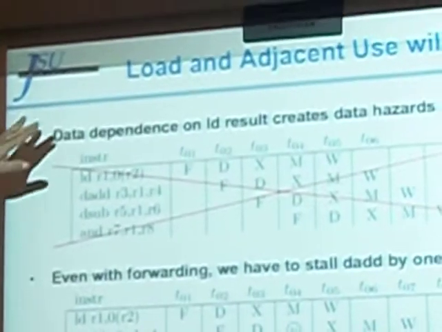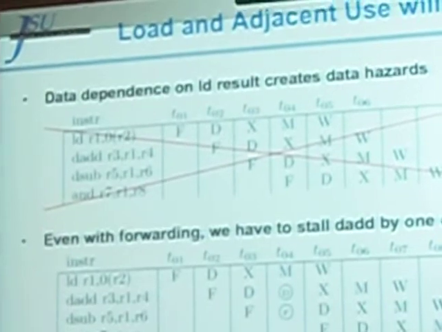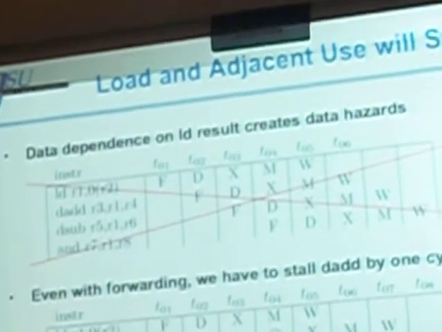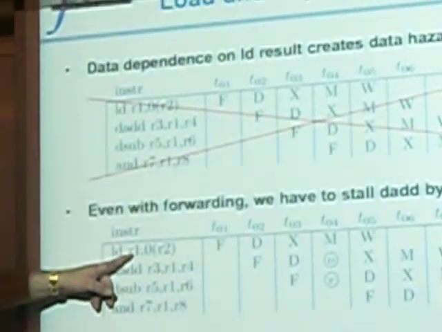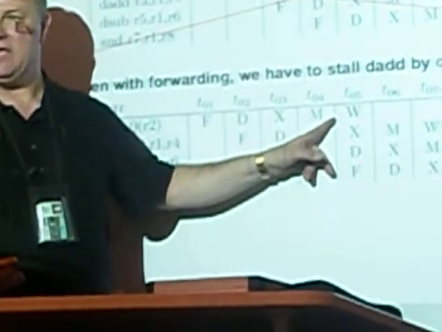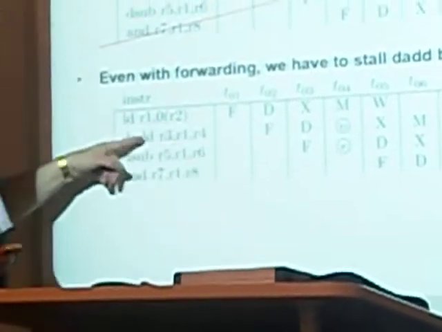Sometimes there are data hazards that you can't resolve with forwarding. In particular, if you have a load followed by an adjacent use, it's going to stall. There's no way out of it. So here I do the load. I need R1. When's the earliest R1's available, even with forwarding? In memory, mw.lmd.